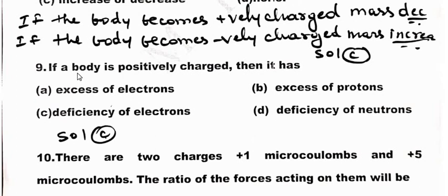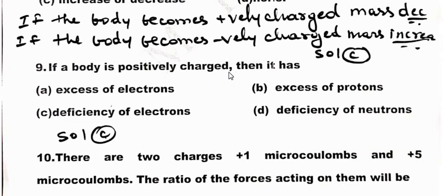Then, if a body is positively charged, you mean to say it has lost electrons, and when it has lost electrons, you mean to say it has excess of protons.